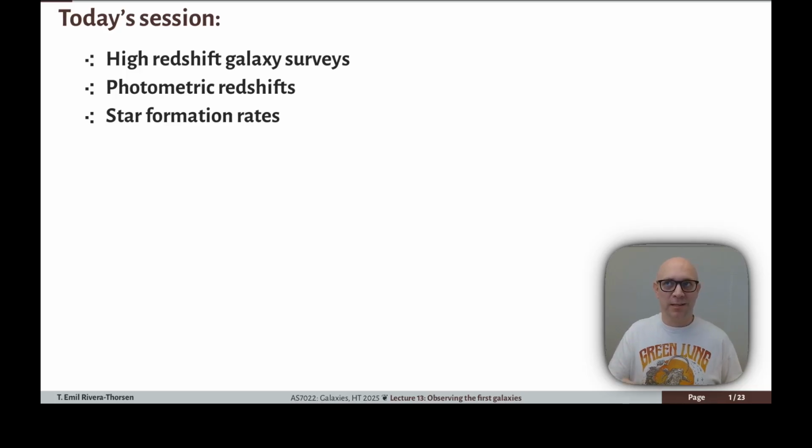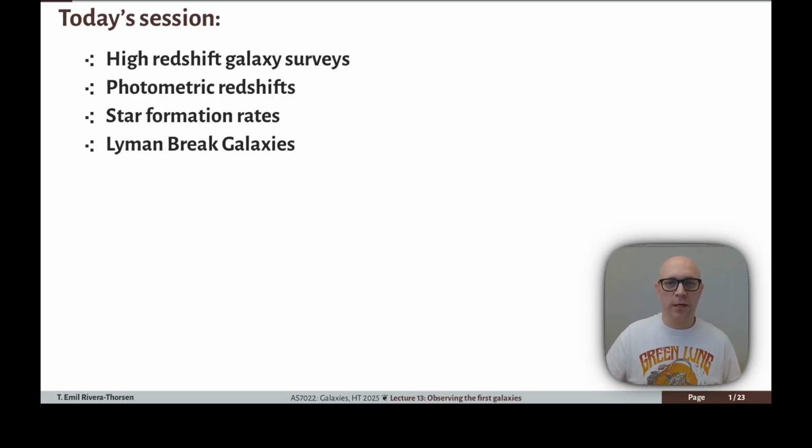Basically, observing the first galaxy means observing the first star formation, right? Because in the very beginning of the universe's history, that is what a galaxy is. It's a clump of star formation, of probably quite intense and strong star formation. So in order to understand what the first galaxies are likely to look like, we need to think a little bit about what star formation is and how it works.